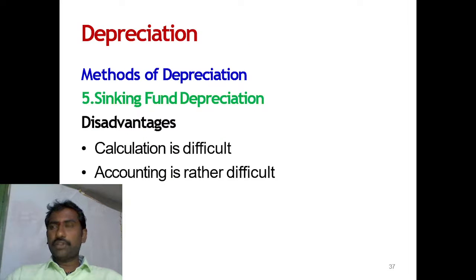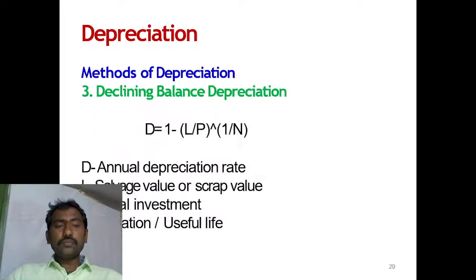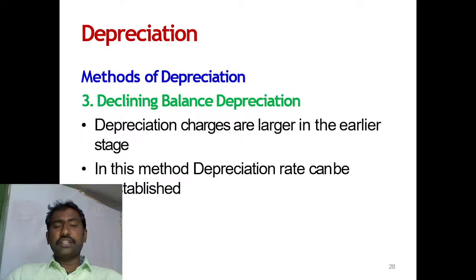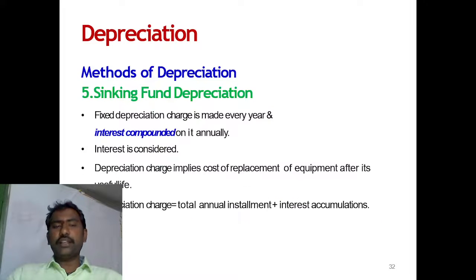So this is about the various depreciation methods. What are the various depreciation methods? The first one is the straight line method, the second one is the sum of year digits method, the third one is the declining balance depreciation method, the fourth one is the diminishing value depreciation method, and the fifth one is the sinking fund depreciation method.